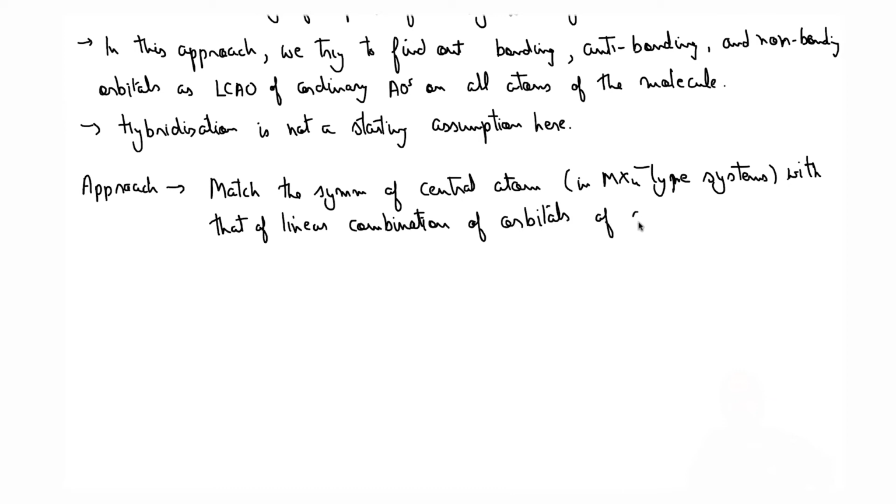of outer X atoms. So this M is called the central atom, and X is called the pendant atoms. And we have seen this approach. These are called SALCs. So we create SALCs using outer X atoms, and then we match the symmetry of the central atom with those SALCs and combine them to form molecular orbitals.